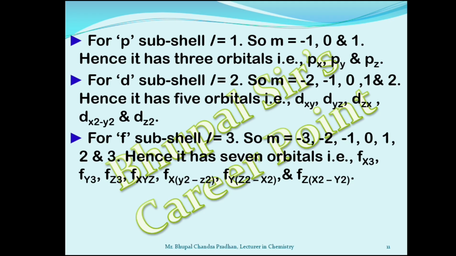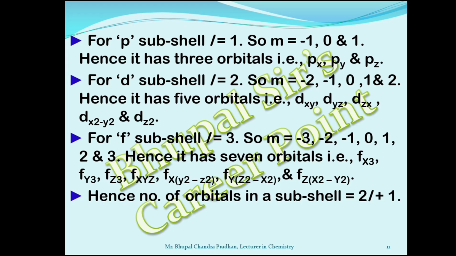For f subcell, l is equal to 3. So m is equal to minus 3 to plus 3 through 0. That is minus 3, minus 2, minus 1, 0, 1, 2 and 3. Hence it is 7 orbitals. That is fx cube, fy cube, fz cube, fxyz, fx into y square minus z square, fy into z square minus x square, and fz into x square minus y square. Hence the number of orbitals in a subcell is equal to 2l plus 1.